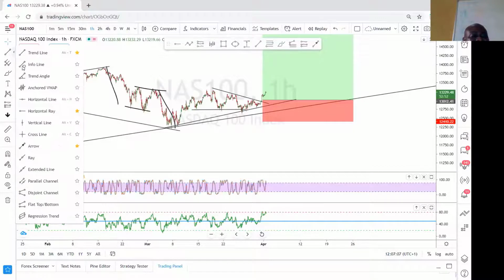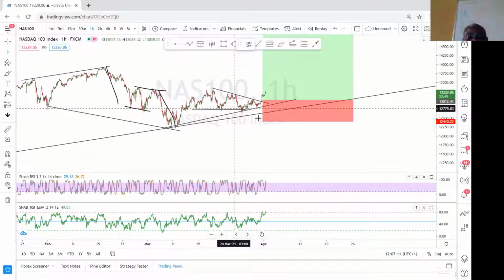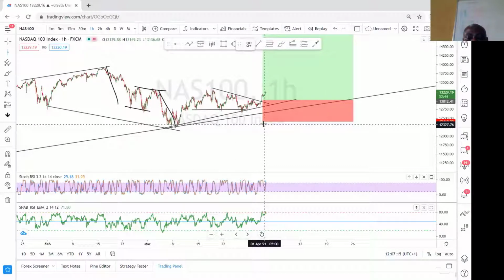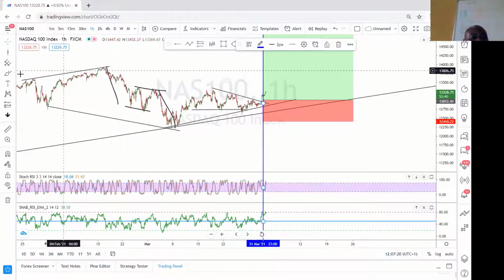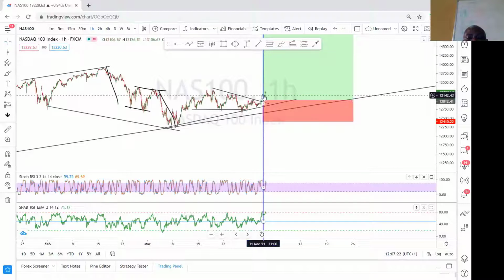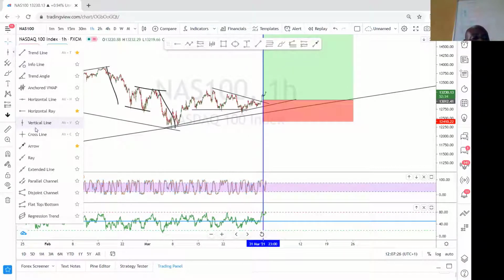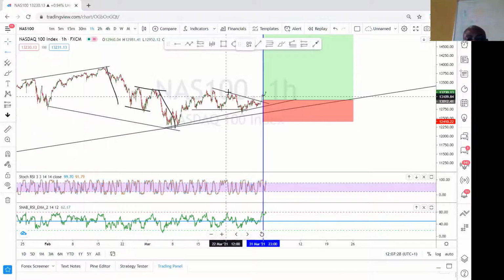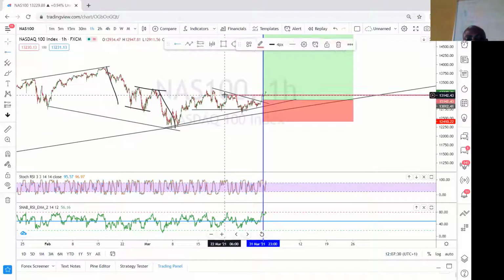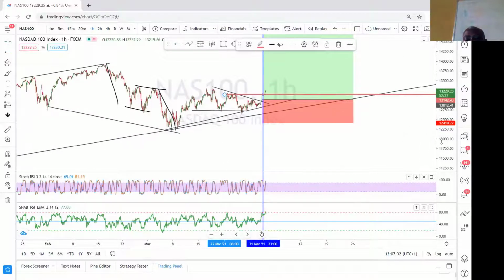Do you notice something? I'm going to show you something right away. Boom. Do you know that at this level, I am not afraid to enter the market? I am not afraid. I'll show you something. Do you see this level? Yes, sir. Correct. I am not afraid at that level.